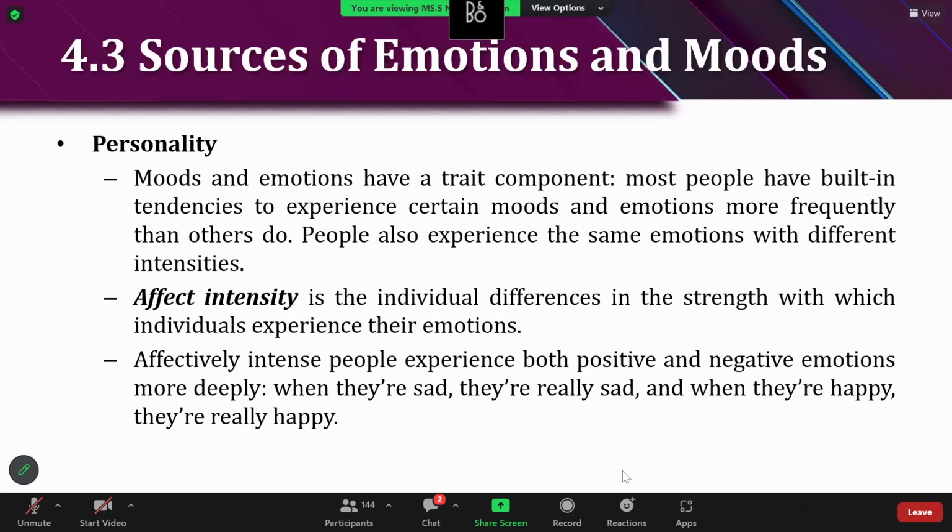Yeah, another factor which will cause people to experience different emotions is stress. Okay, so the next factor we will move into.